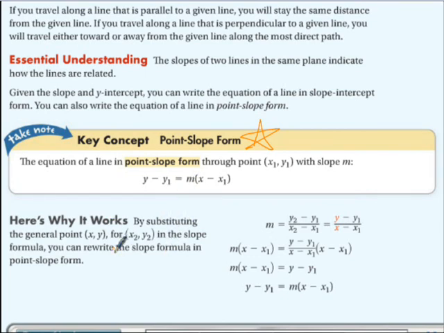It works because it's derived from the slope formula, and that's what this shows right here, that if we took the slope formula and we just manipulated it a little bit, multiplied both sides by something, and then divide both sides by something, that you can get the slope formula to transform into the point-slope formula of a line.